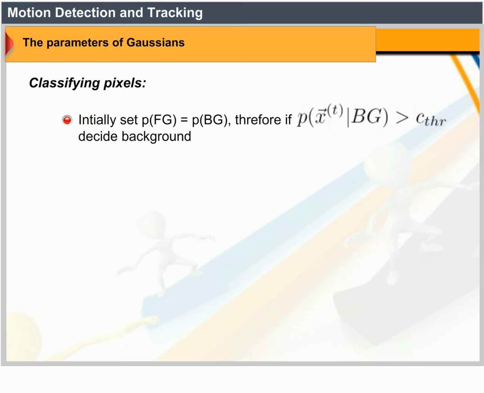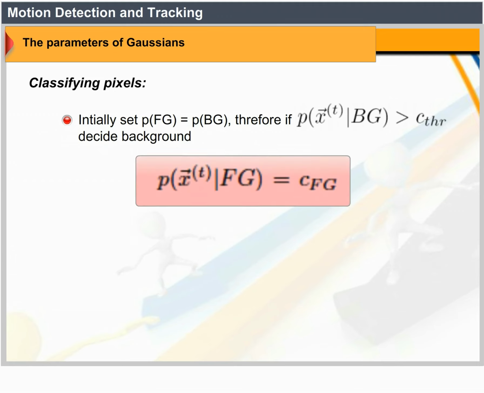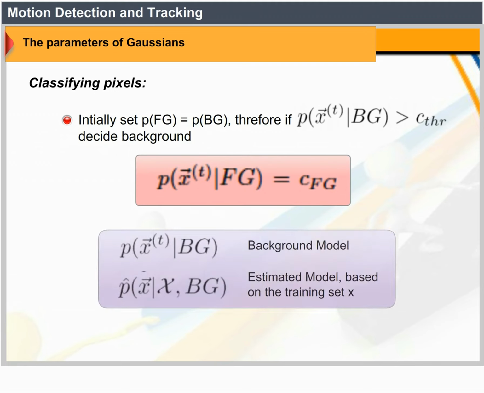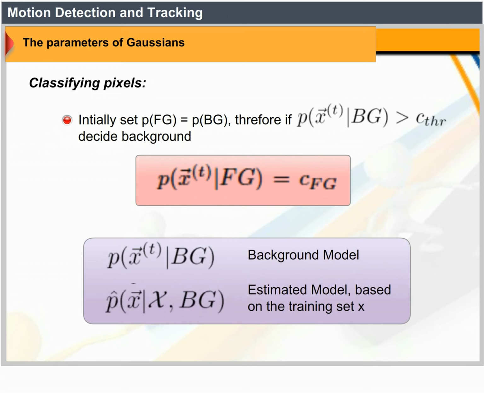Initially, set probability of foreground equals probability of background. Therefore, if probability of x vector power t given background is greater than a C threshold, decide background. Probability of x vector power t given foreground equals C foreground. Probability of x vector power t given background model: P cap of x vector given chi, bg equals the estimated model based on the training set chi.